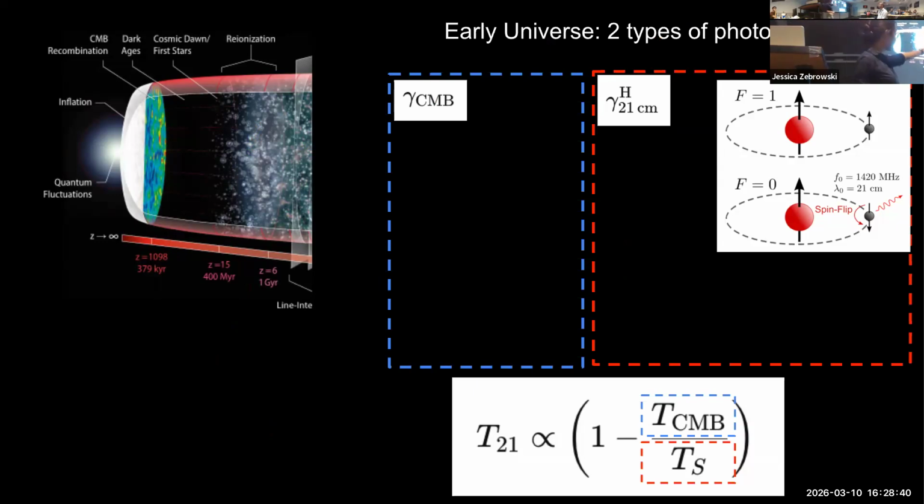So hydrogen atoms undergo this spin flip transition. This emits a photon at 1,420 megahertz, which is 21 centimeters in wavelength. So if you've heard of 21 centimeter cosmology, this is what this is referring to. So you're talking about the 21 centimeter signal. You're asking about something that is proportional to 1 minus the ratio of the temperature of CMB photons versus the spin temperature of hydrogen.